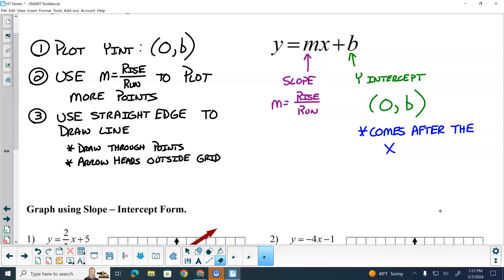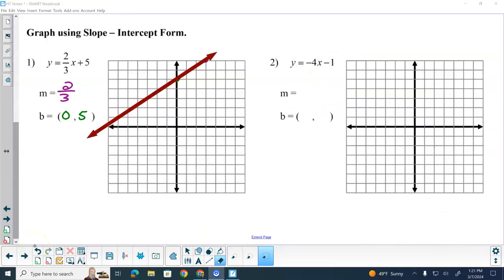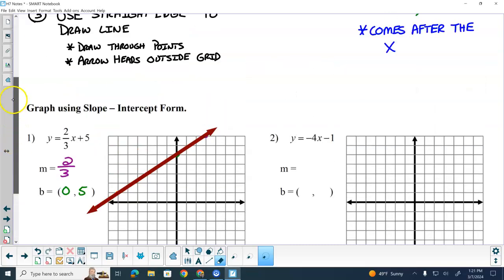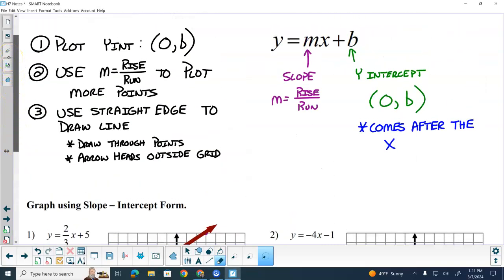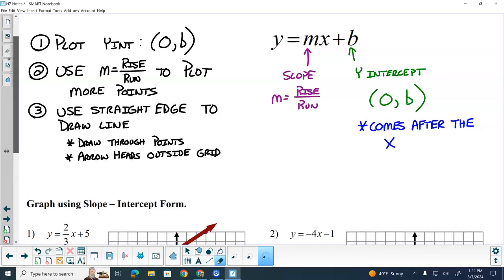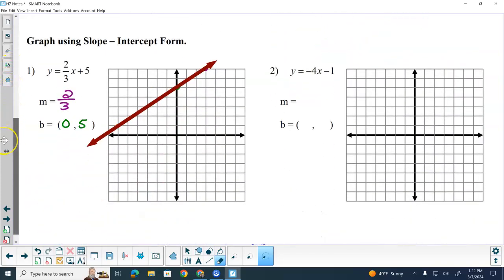So what's the first thing we're going to do in number 2? We'll go back up to our steps, which we should have written down. What's our first step? Plot the y-intercept. Okay, what's the y-intercept? 0, comma, -1.